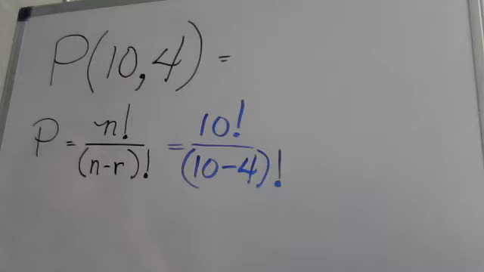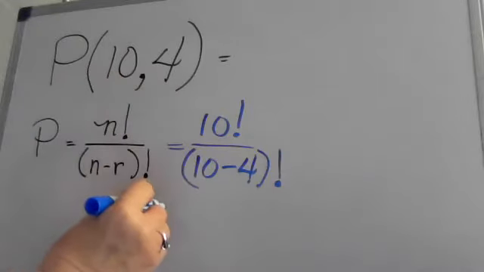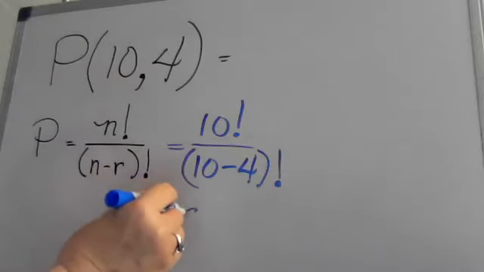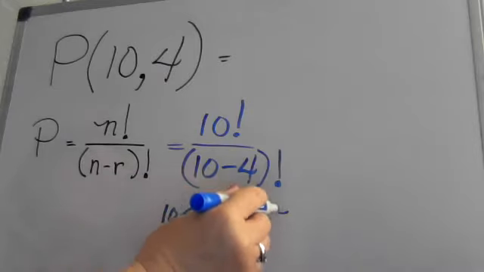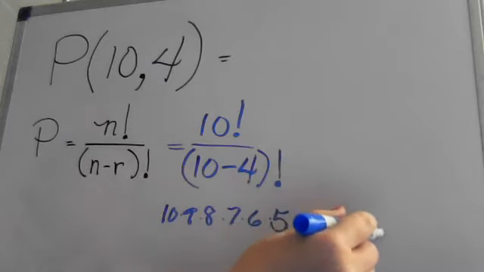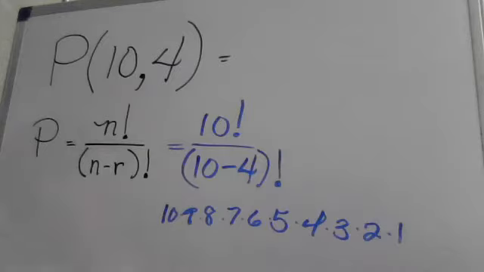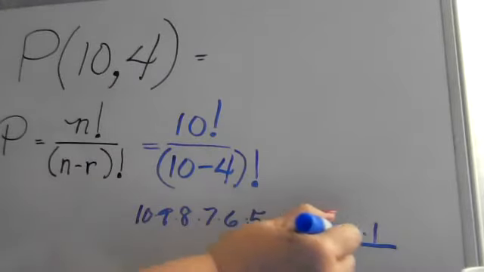Yes. Okay. Now, if I'm doing everything by hand, and you guys know how to do factorial in your calculator, but let's not do it right now. I want you to see it. So 10 factorial means 10 times 9 times 8 times 7 times 6 times 5 times 4 times 3 times 2 times 1. Is that correct? Yes. So that would be the top.